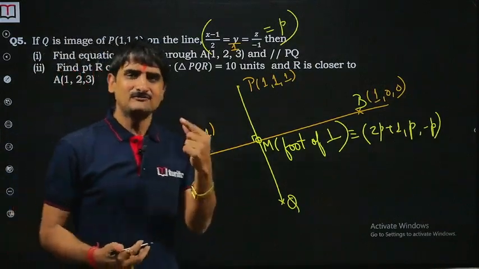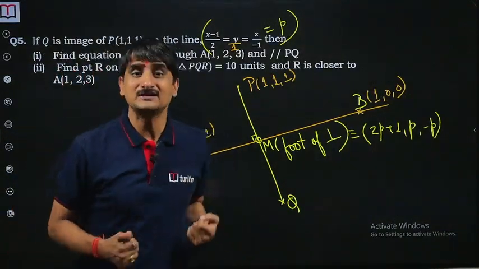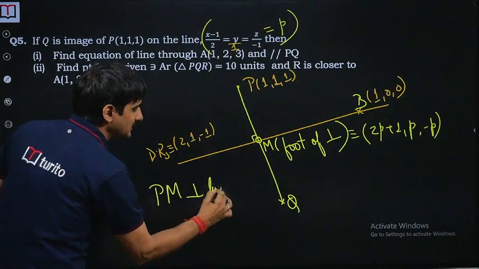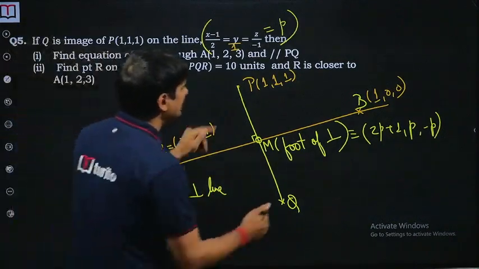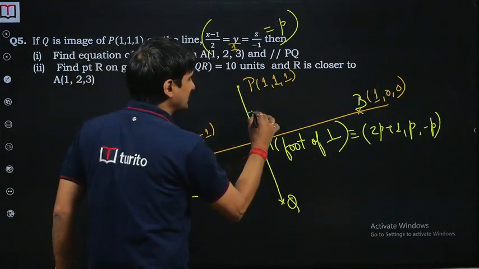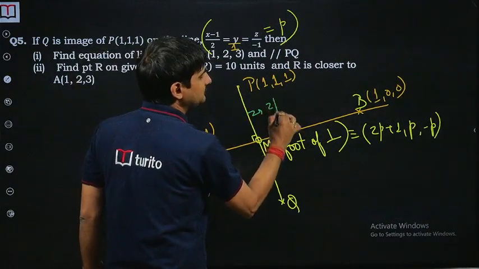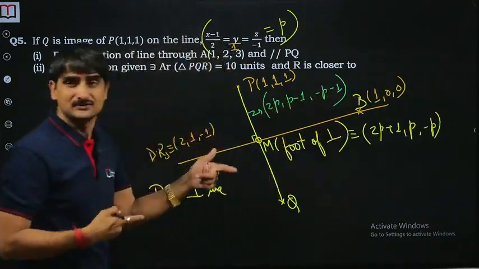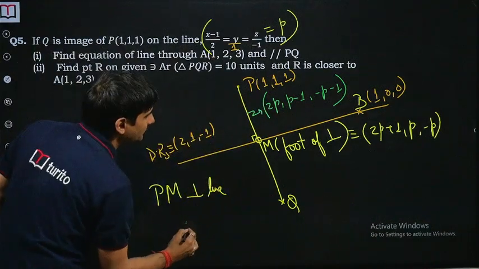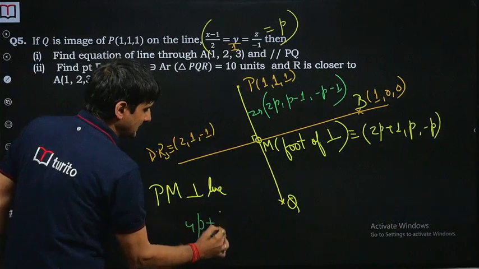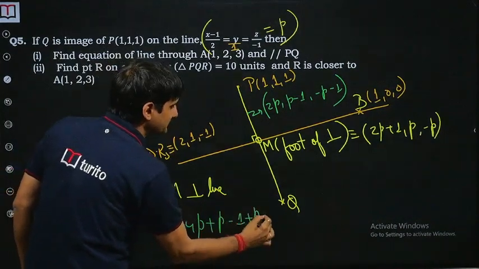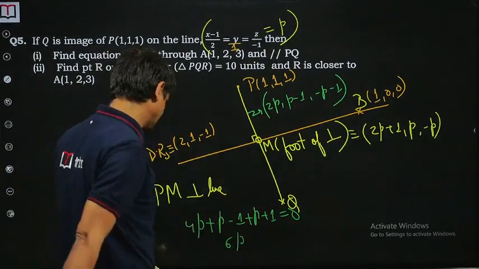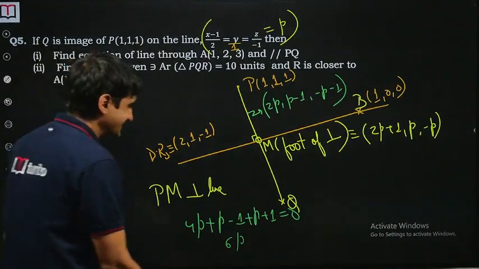Now what? The only one condition left, which we have to use to get p. We can see from here that PM is perpendicular to the line. So the DRs of PM will be 2p plus 1, p minus 1, and then minus p minus 1. It is perpendicular to the line. So a1a2 gives 4p, b1b2 gives p minus 1, and c1c2 gives plus p plus 1, equal to 0. So 6p is equal to 0.